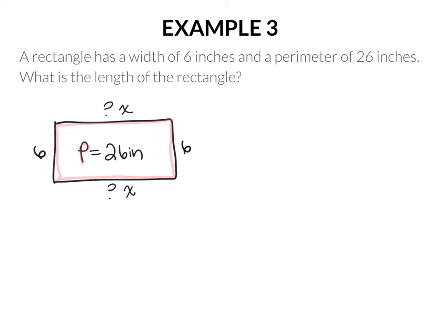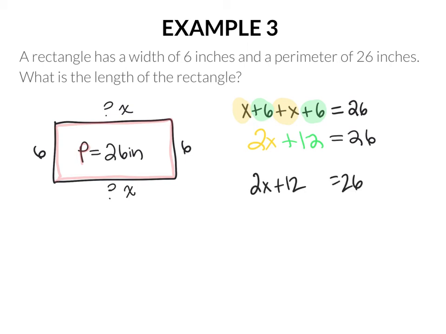Now it's time to write our equation. To find the perimeter, we add all of the sides of the figure together, and all of that adds up to that total of 26 inches. And we recognize in this equation that we can actually combine those like terms to get a simpler two-step equation.